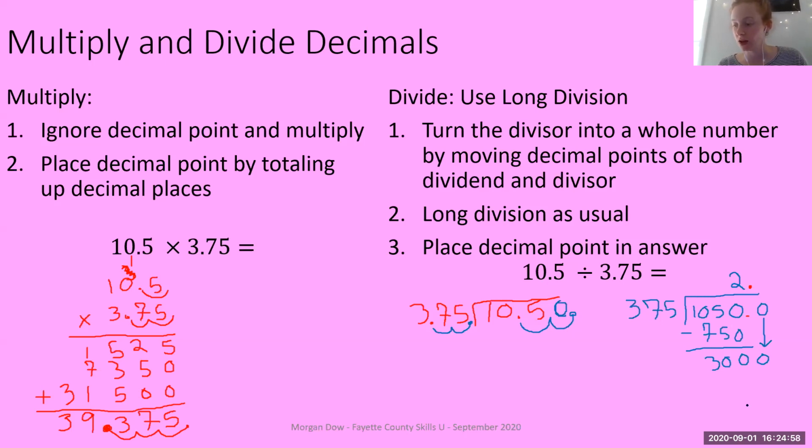So 375 goes into 3,000 8 times. This is 3,000. And we have 0 left over, so we are done. So 1,050 divided by 375 is 2.8. That means that 2.5 divided by 3.75 is also 2.8.